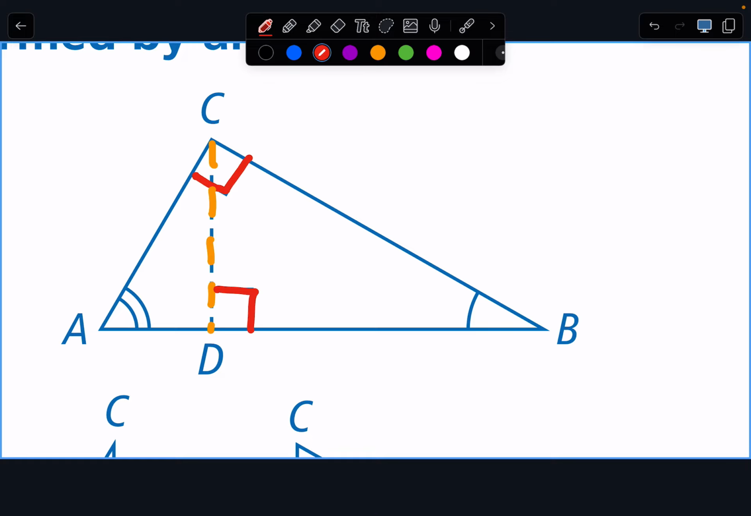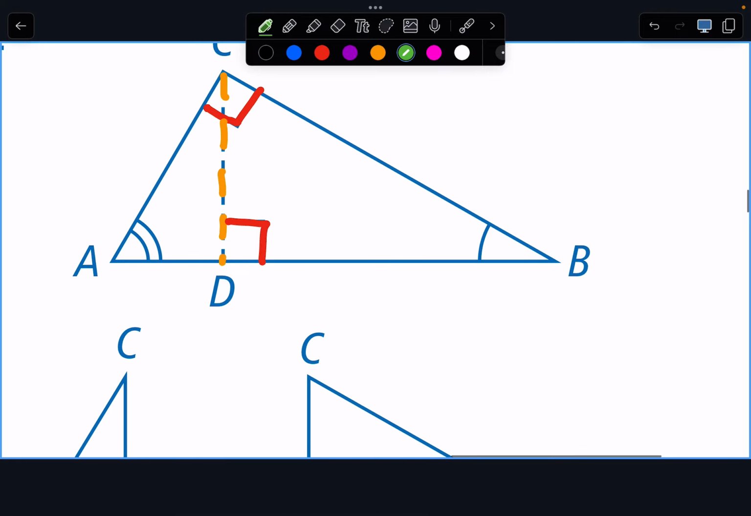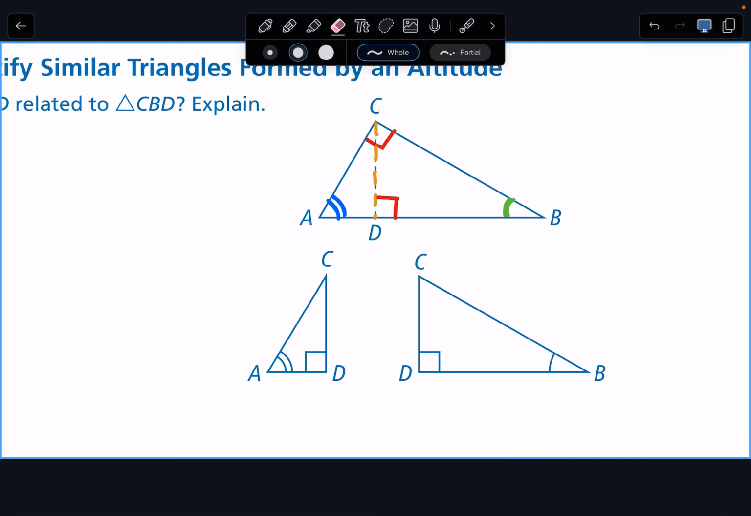And it's drawn from the vertex to the other side at a right angle. So it's like the height. Okay? So when we have the altitude or the height drawn from the right angle, we have this picture. Here angle B has one rainbow and angle A has two rainbows. So we're going to cut along that dotted line. And when I cut along this dotted line, I get two triangles down here, both of which are right triangles because of this right angle right here, right?